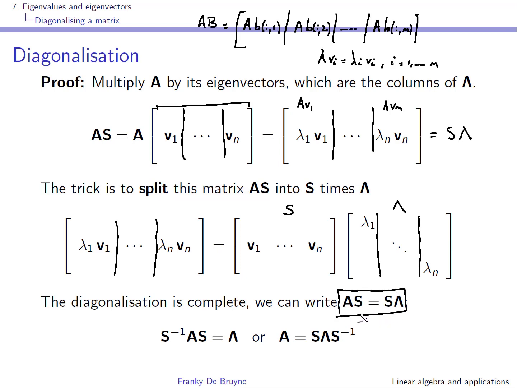But the matrix S has an inverse, because we know that all eigenvectors are independent. So if you pre-multiply by S minus 1, you've got this over here, or if you post-multiply, you can write A in terms of lambda and the matrix S.